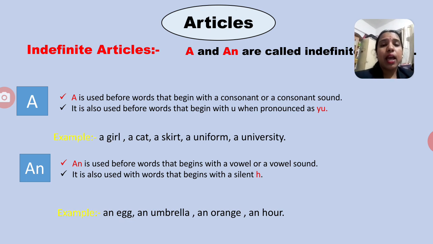Now we will see "an". An is used before words that begin with a vowel or a vowel sound. It is also used with words that begin with a silent H. For example, an egg, an umbrella, an orange. Here, an hour is there. Here again H is silent. That's why I have to use "an hour".